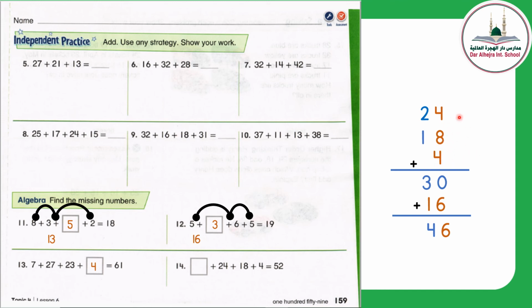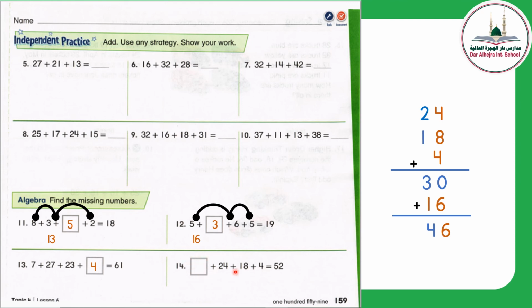And once again, I have got the sum of 4 and 4. It's 8. Again, doubles fact, 8 and 8 together makes 16. I'll be adding them together. 3 and 1 makes 4, and 0 and 6 makes 6. So that means the sum of these 3 addends is 46.